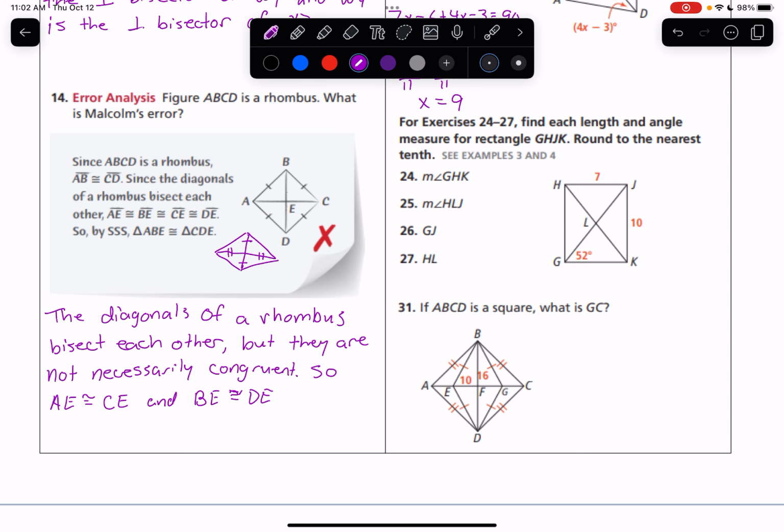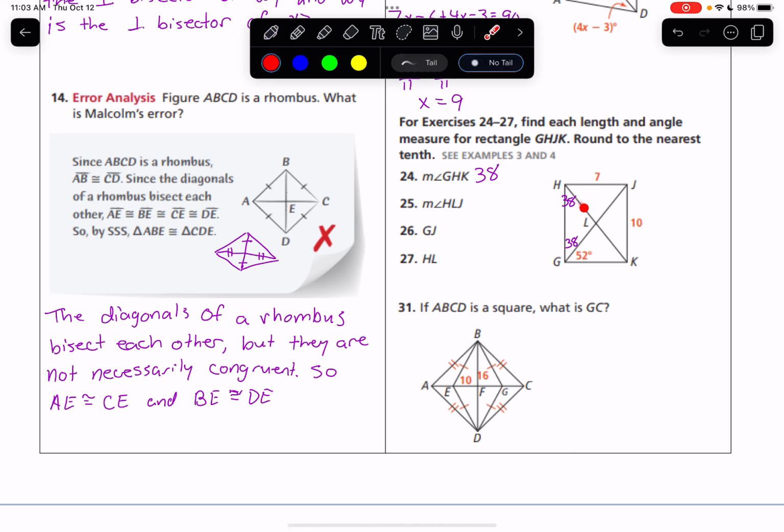Down here, for exercises 24 through 27, find the length and angle measures for rectangle GHJK. So we know that this is a 7 by 10 rectangle with a 52 degree angle. So when we find the measure of angle GHK, it is going to be the same as angle HGL. So this angle right here is 38. 90 minus 52 is 38. So angle HLG is also 38 degrees.